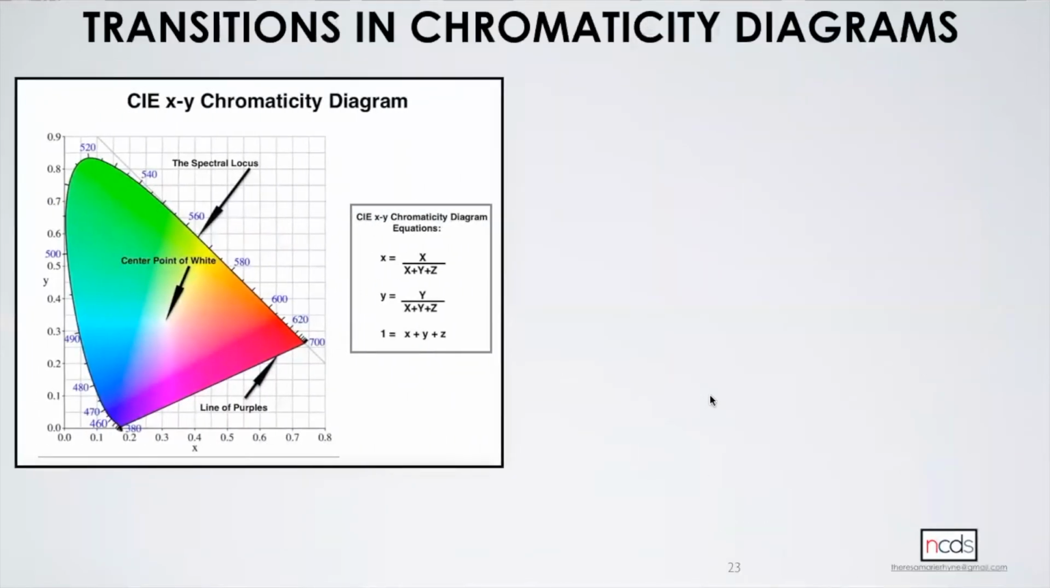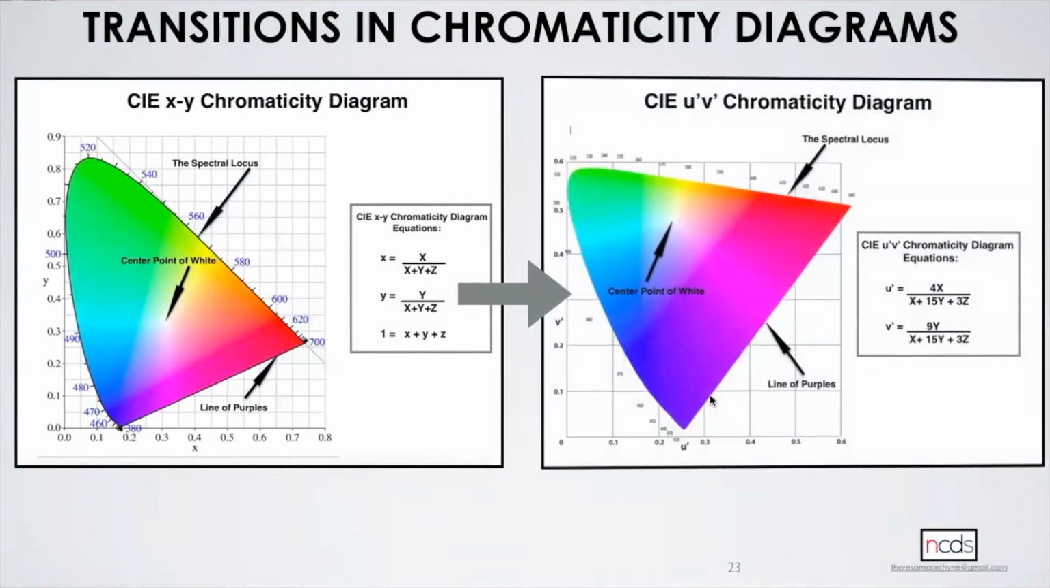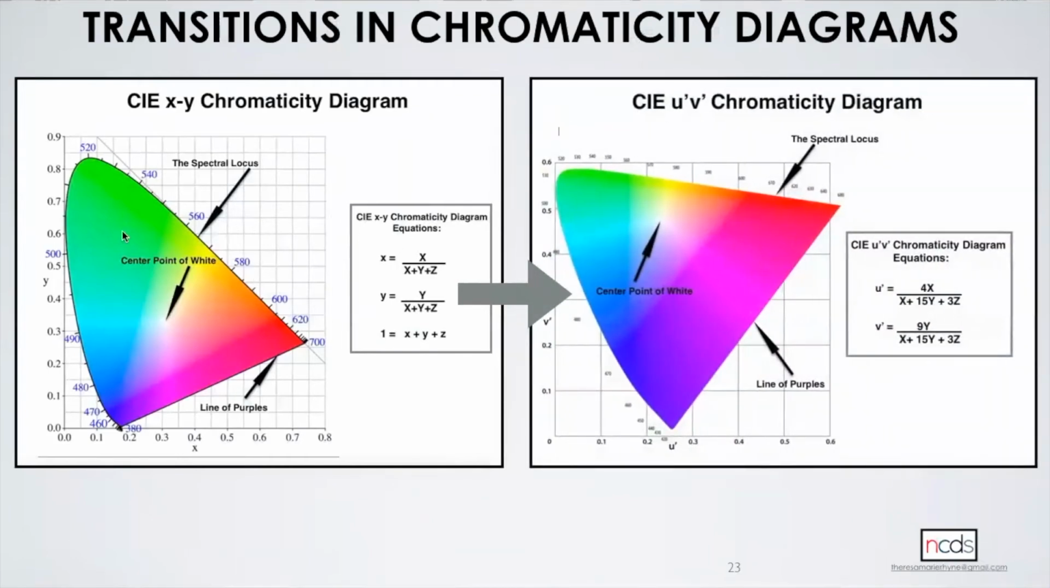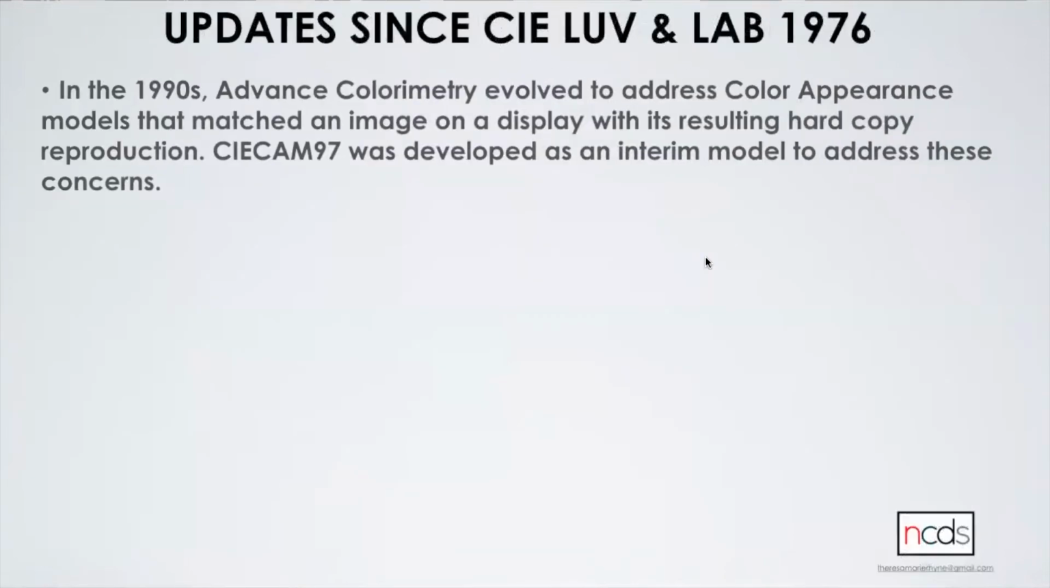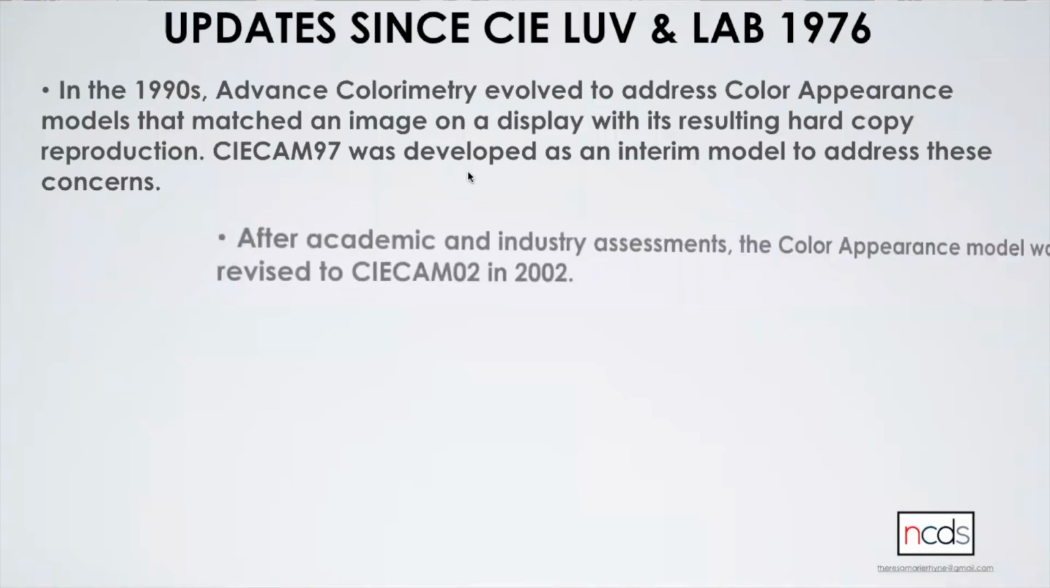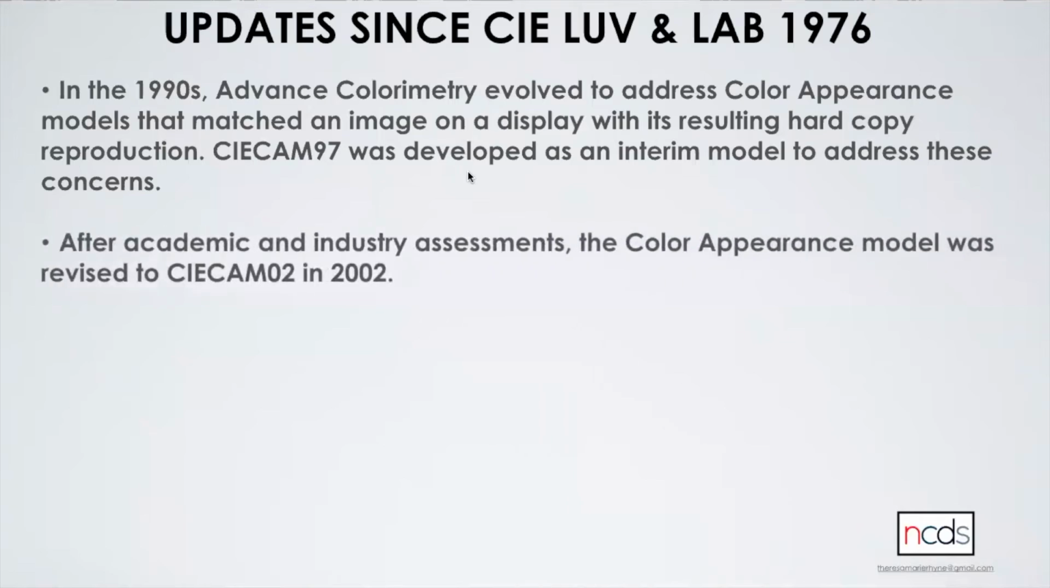The slides at the bottom are some references to where you can find more information if you want to study this. So this is our 1931 diagram, and this is our 1976 diagram. Now, in the 1990s, there was a tremendous effort to address color appearance models, such as the image on a display and its resulting hard copy reproduction, combined together and matched more correctly. CIE CAM97 was developed as the interim model to address this, and then CIE CAM02 came in 2002 to improve it.